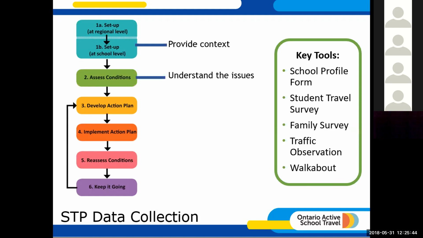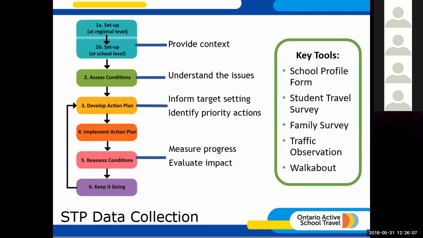Baseline data collection that happens in phase 2, assessing conditions, enables the STP committee to develop a detailed understanding of the school's specific issues, and from those identify priority actions and set appropriate targets for their school. They're able to develop and implement an action plan that is realistic and effective because it is based on evidence. And then you have the follow-up data collection in phase 5, and that is important for the evaluation of an STP project to measure progress with implementation and assess the impact of the completed actions over time.